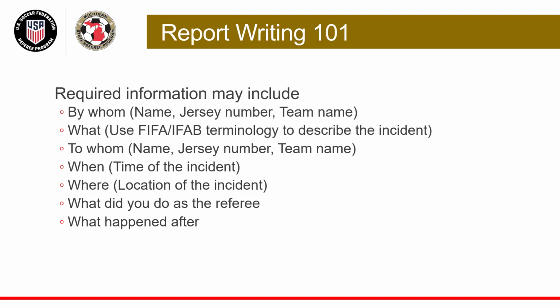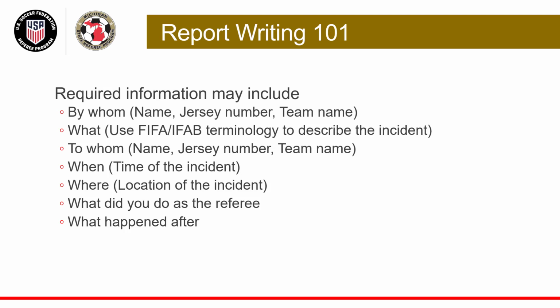Who did what to whom? You need to have the name, the jersey number, and the team. You also have to use the FIFA and IFAB terminology to describe the incident. A player slapped his or her opponent. To slap is not a word used in any of the FIFA or IFAB documents. Striking is the term to use.